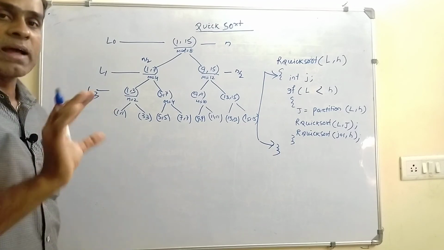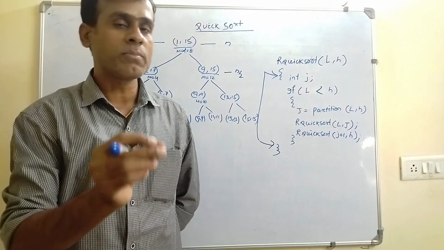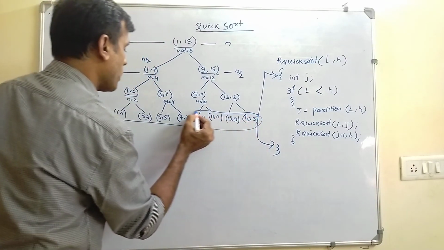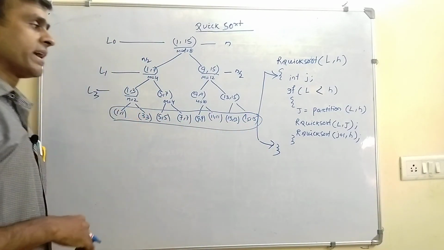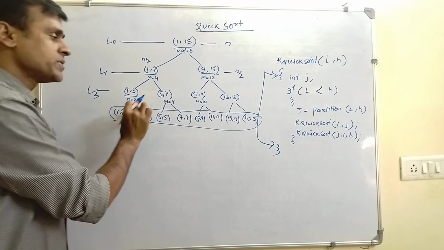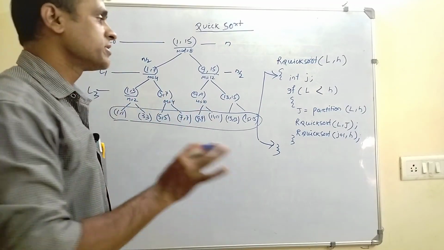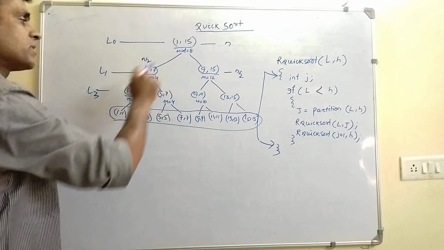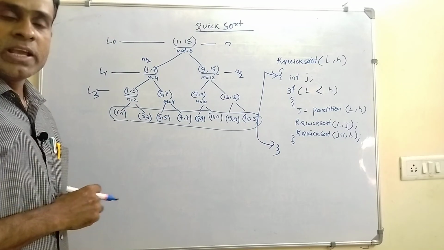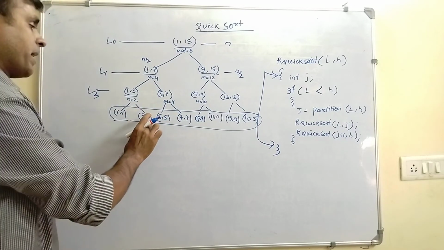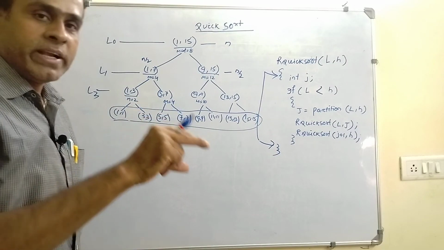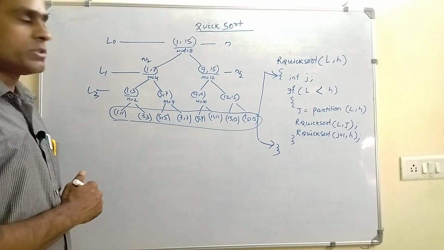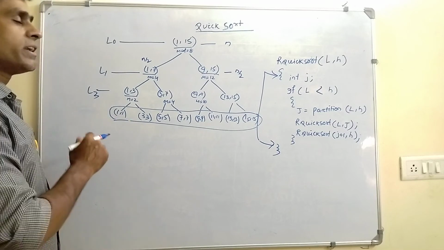Here we are applying our divide and conquer principle, where the problem is small. At this last level the problems are small and individual, so we do not have to divide them again or sort them. But up to this level we have divided, so this depends upon the height of the tree. If the pivot divides the array exactly in the mid position, then the height of the tree is the time complexity.